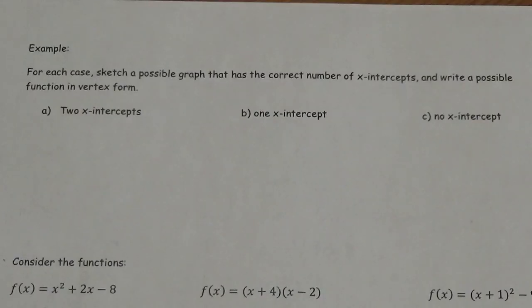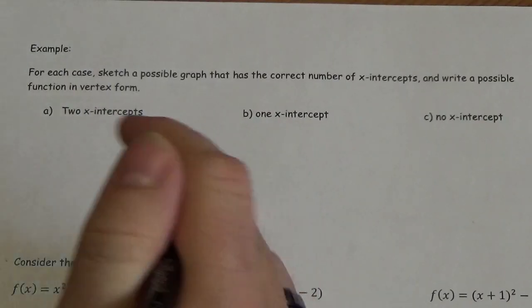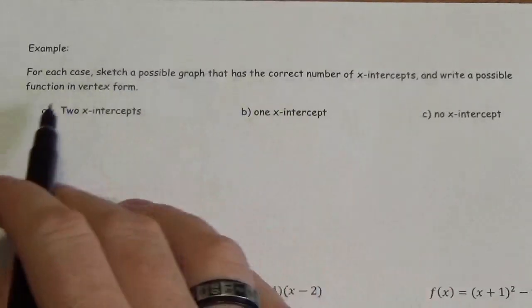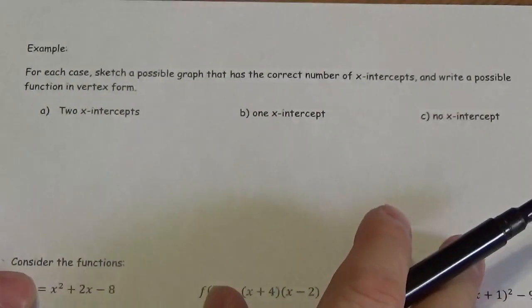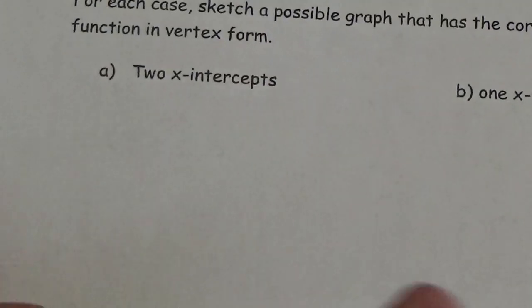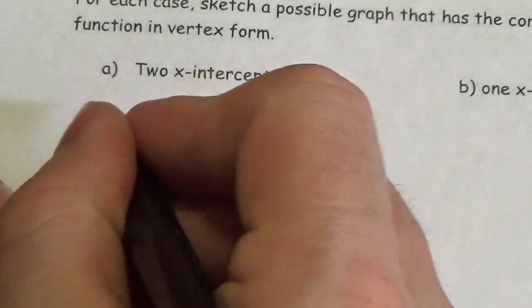Okay, so this question here says, for each case, sketch a possible graph that has the correct number of x-intercepts and then write a possible function in vertex form. Okay, not a problem here. In fact, maybe what I'll do is I'll zoom in here a little bit. So let's start off with two x-intercepts. What would that look like?